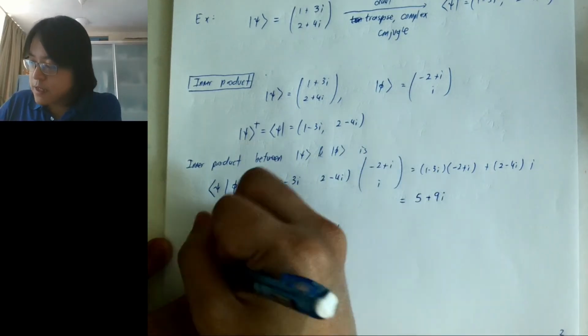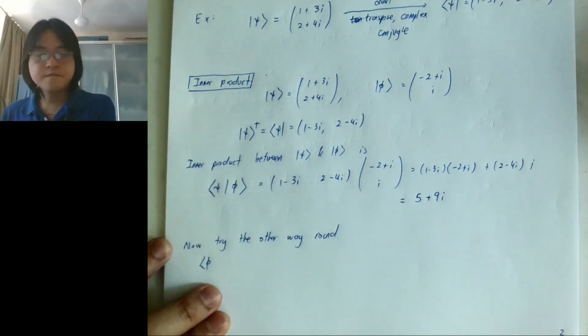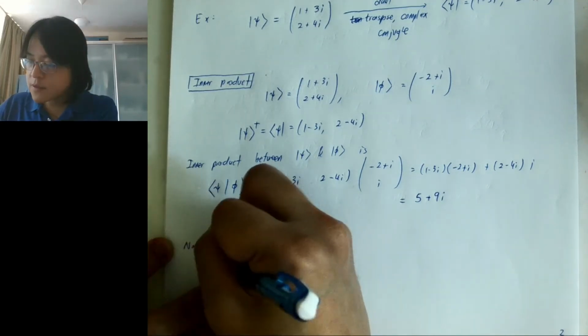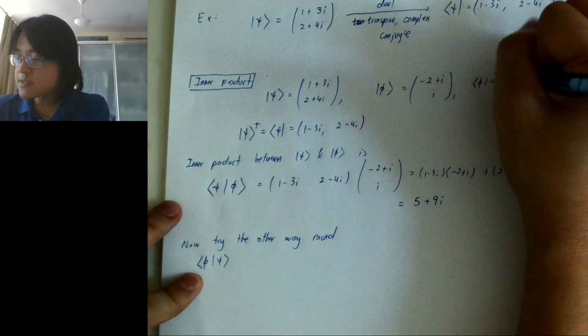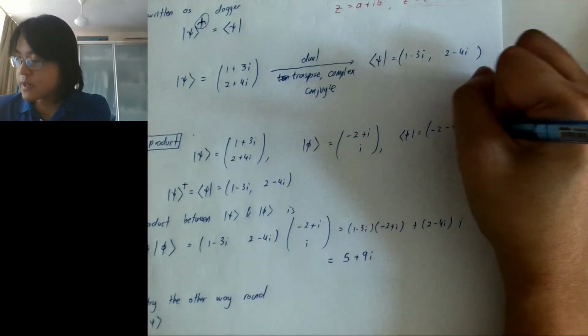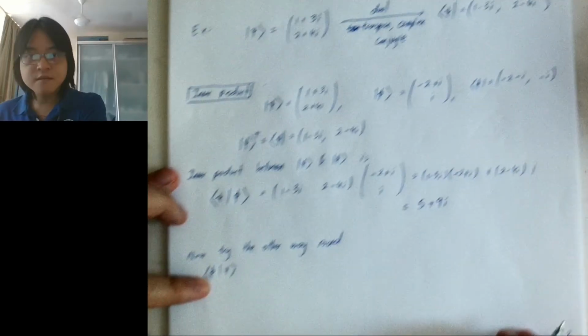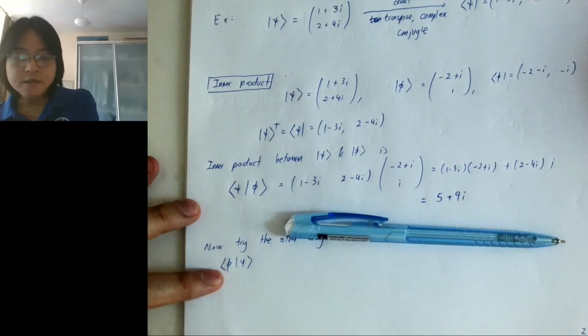Okay, so let's take this now and then do this. So how do I get this? Well, let's take the dual of this. So the dual of this is minus 2 minus i and minus i. Am I right? Okay, so we got this now.